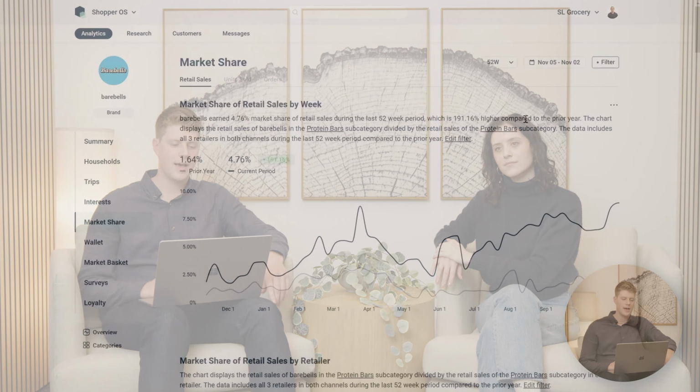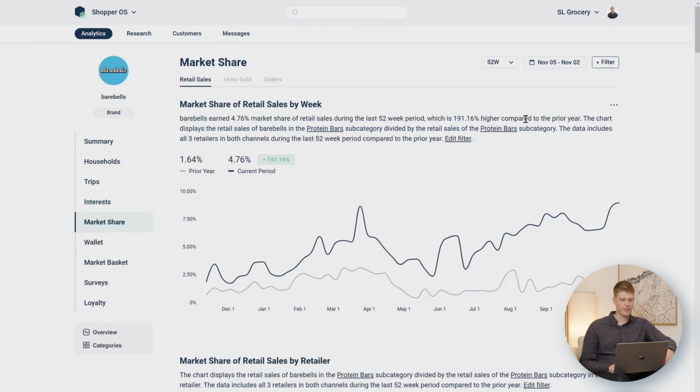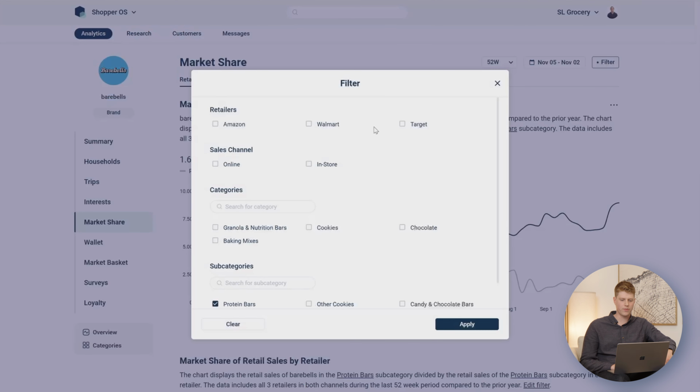We're able to slice by channel, by retailer, by geography, and a couple others, ultimately getting to who is our shopper. All right, let's take a look at the data. For today's example, we've pulled up Bearbells, one of the fastest growing brands in the US. Immediately when you look at shopper analytics in the market share section, you'll see that we have data across all retailers, both online and in store, but there's an opportunity to filter to both of these. So let's take a look at the in-store data.